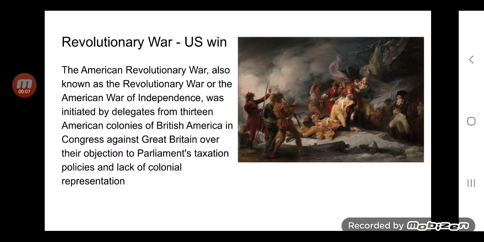Revolutionary War, U.S. win. The American Revolutionary War, also known as the Revolutionary War or the American War of Independence, was initiated by delegates from 13 American colonies of British America in Congress against Great Britain over their objection to Parliament's taxation policies and lack of colonial representation.